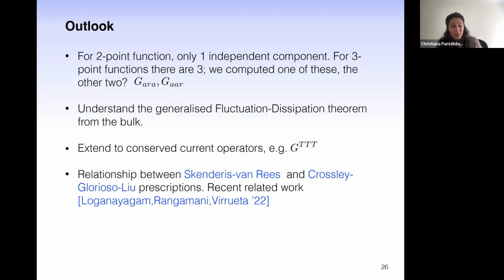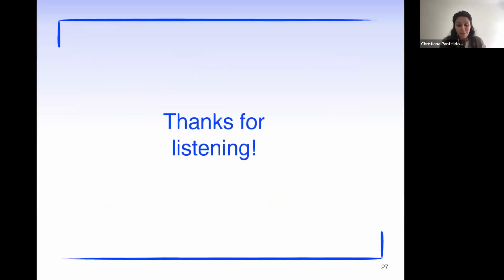it will be good to understand the relationship between the Skenderis-van Rees approach of real-time holography and the Glorioso-Crossley-Liu prescription, and not only to understand how the two compare, but also compare results obtained in one prescription, like ours, with the results that were obtained in the other prescription, like, for example, some results that came out late last year by these people here. And with that, let me finish and apologize because I really overran. Thank you very much.